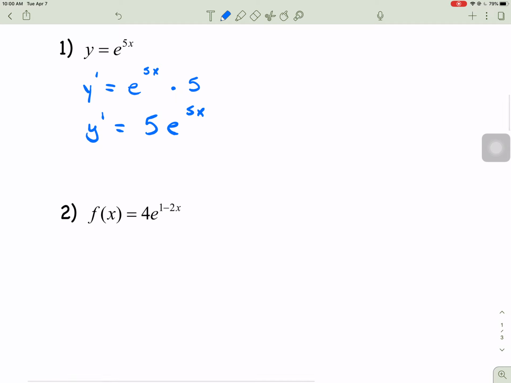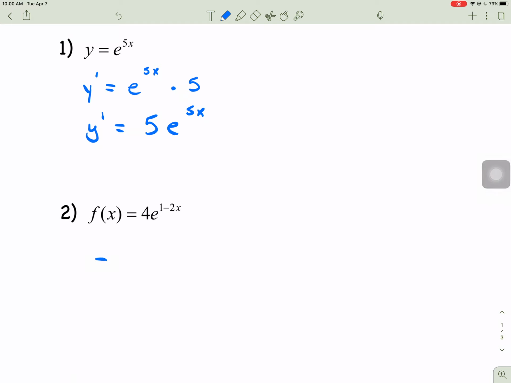Number 2, f of x equals 4e to the 1 minus 2x. Now, you might think product rule here since e is being raised to the 1 minus 2x, but if you do 1d2 plus 2d1, check this out, the second part, derivative of the first term 4, derivative of a constant is just 0, this just goes away. So really it's just 4 times the derivative of e to the 1 minus 2x.